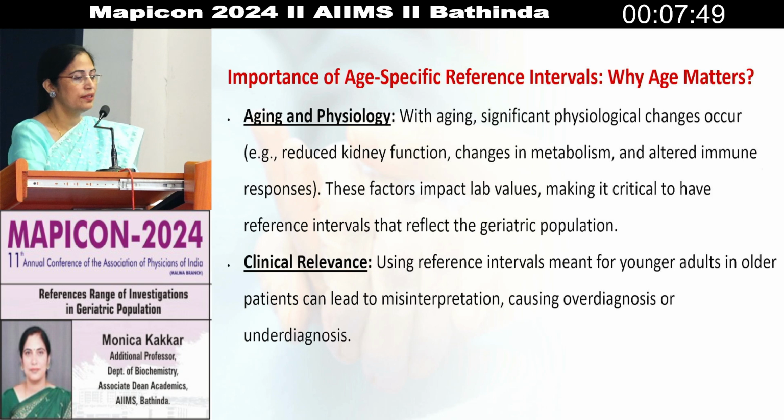What is the importance? Why does age matter? The geriatric population has some unique features, in the sense that certain physiological changes are happening. Those have to be considered while defining the reference intervals. That could be reduced renal function, changes in metabolism, altered immune response, especially those that can impact the lab values. So in that light, whatever values we are getting have to be interpreted.